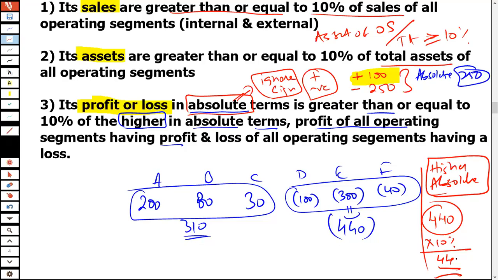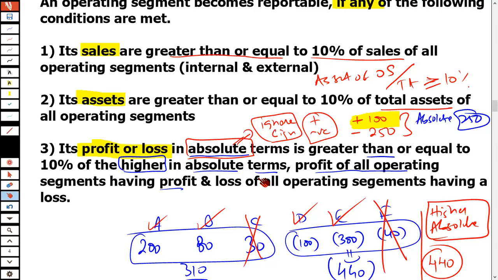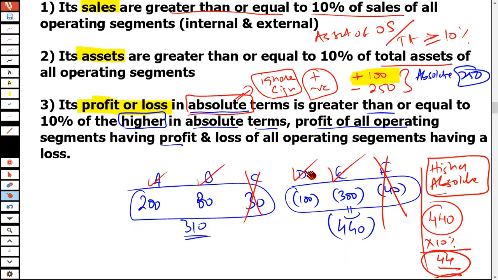So now see, let's try to understand this. We would say that 44 is the threshold, 44 is the benchmark. So if 44 is the benchmark, A becomes reportable, B becomes reportable, C is not reportable on this criteria. D becomes reportable, E becomes reportable, F is not reportable. Do you get it? Whatever multiple operating segments you have, you have to check them against each of these criteria. If any of the criteria is met, you make that operating segment reportable. If none of the criteria is met, then that operating segment would not become reportable.